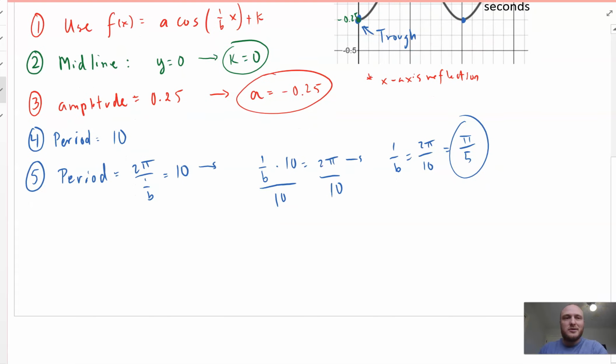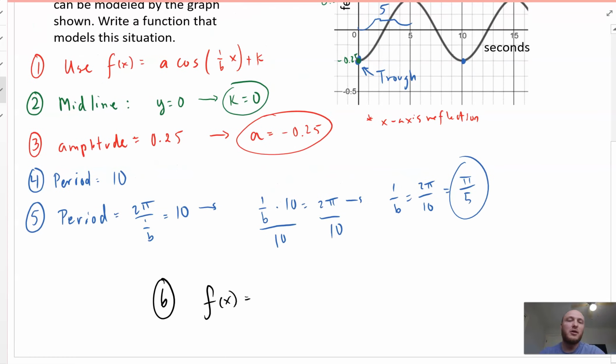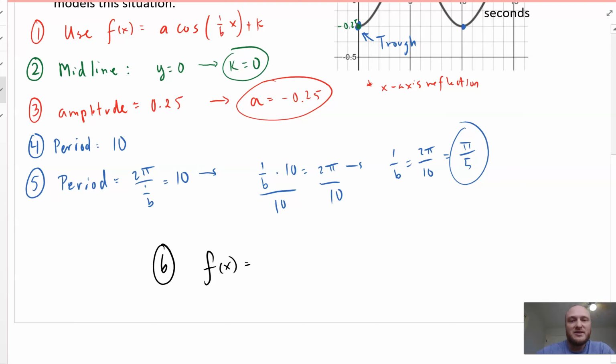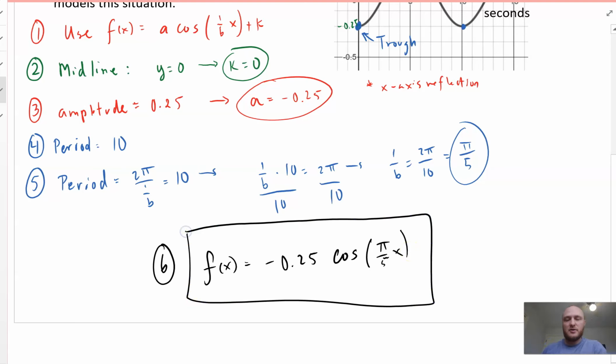So what we can do is go ahead and write our function. Here's step 6. What's your function? Well, our function is f of x, and really it could be any function. It could be g, it could be r. F of x is equal to negative 0.25 times cosine of pi fifths x, plus 0, which we don't write because that's trivial. And there is your function.